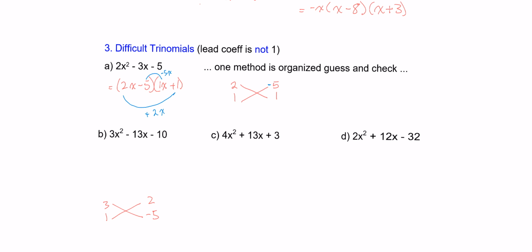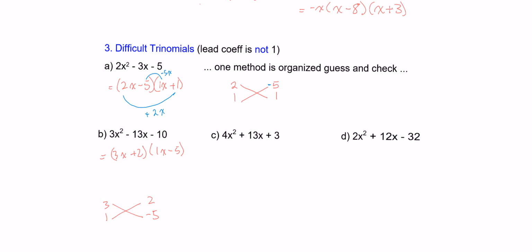2 and negative 5. All right, 3 times negative 5 gives us negative 15, plus 2 gives us negative 13, which is what we want. So our first bracket is going to be 3x plus 2, and our second bracket is 1x minus 5, which is what we wanted. We'll do the same for this next one.